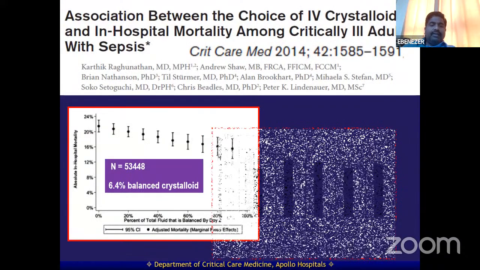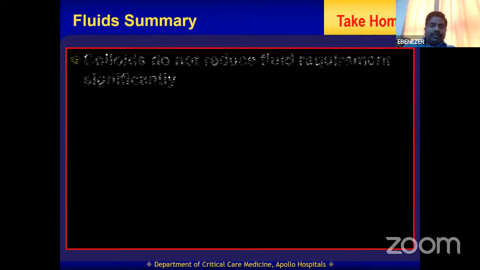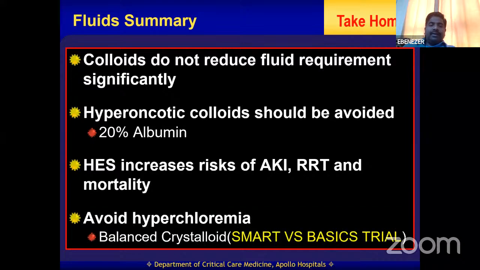When they studied in-hospital mortality among critically ill patients with sepsis, when they used balanced salt solution, you can see there is a definite decrease in mortality. So the ideal fluid of choice would be a balanced salt solution. To summarize, colloids do not reduce fluid requirement significantly. Hyperoncotic fluid, like 20% albumin, should be avoided. Hydroxyethyl starch will increase the risk of AKI, renal replacement therapy, and mortality.